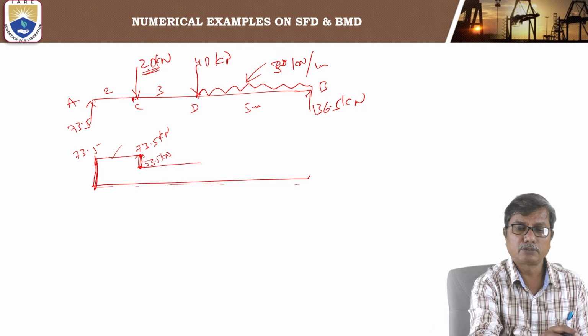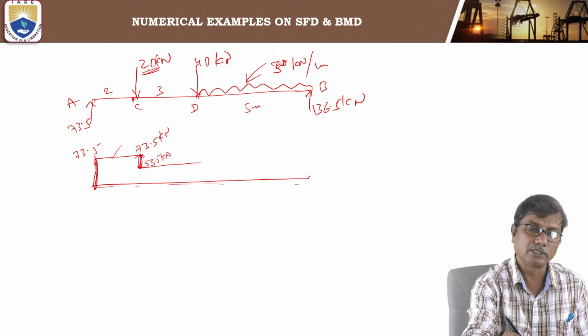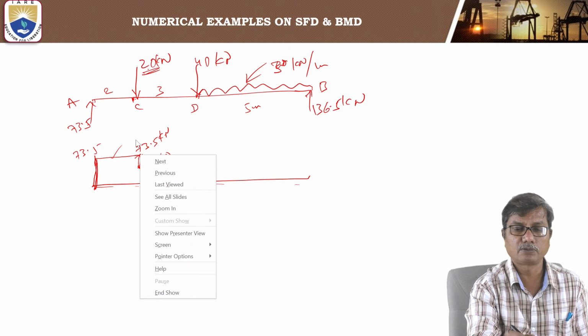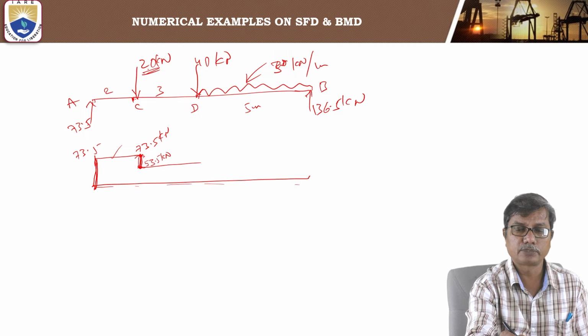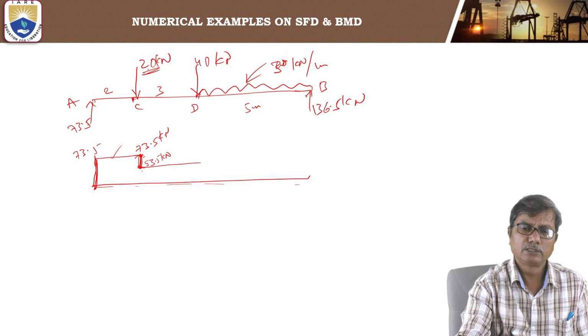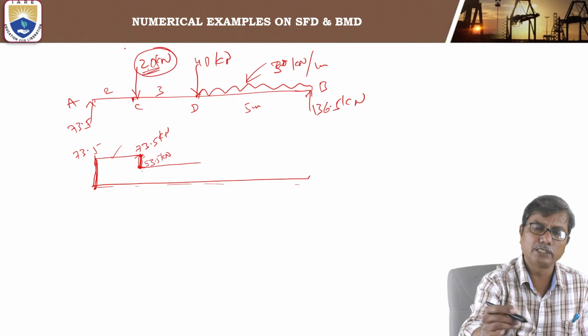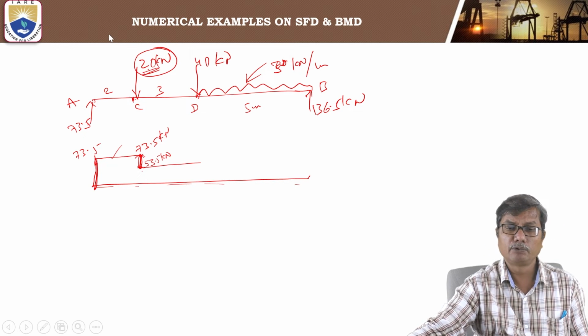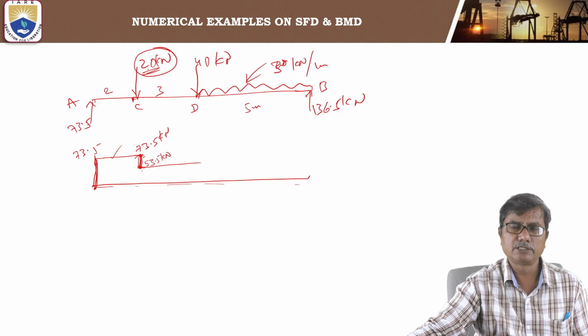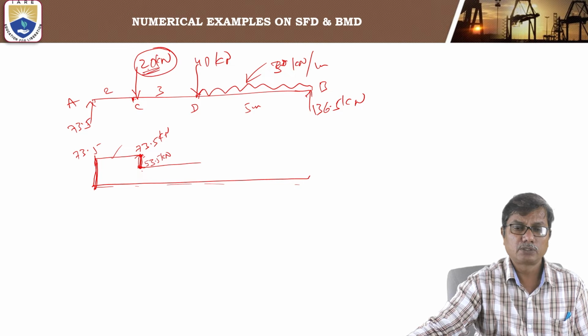When you move from right to left, there will be a rise in the value from 53 to 73. When you move from left to right, there is a drop from 73 to 53. That is by 20 kilonewtons, the magnitude of the point load. There will be a sudden drop change in the value of shear force by a value equal to the magnitude of the force.